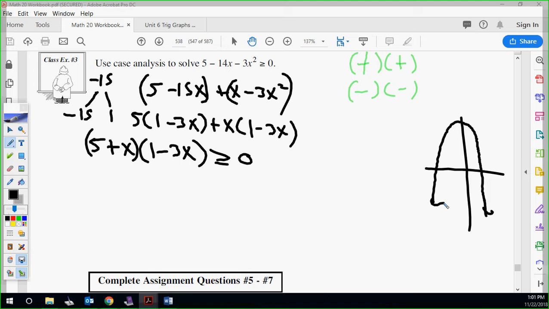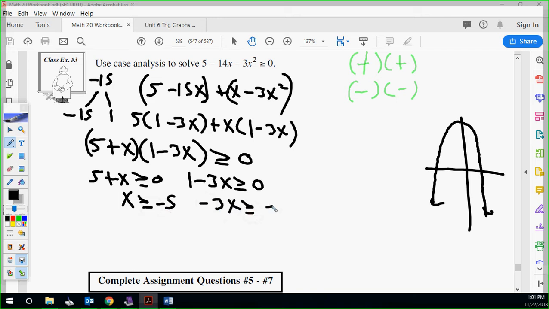So let's do positive, positive first. 5 plus x is greater than or equal to 0. 1 minus 3x is greater than or equal to 0. So that's going to be x greater than or equal to negative 5. That's going to be negative 3x greater than or equal to negative 1. x greater than or equal, oh, flip. Less than 1/3, because it's negative. So greater than negative 5 and less than 1/3. That one works.